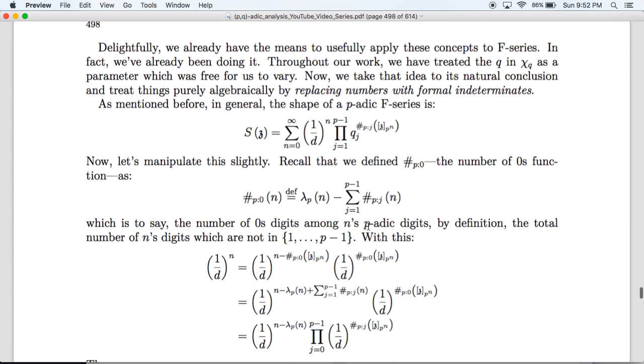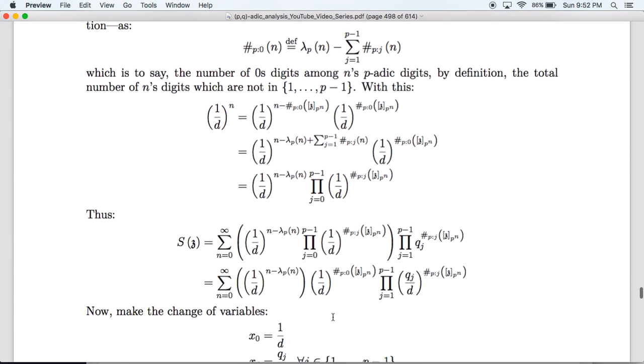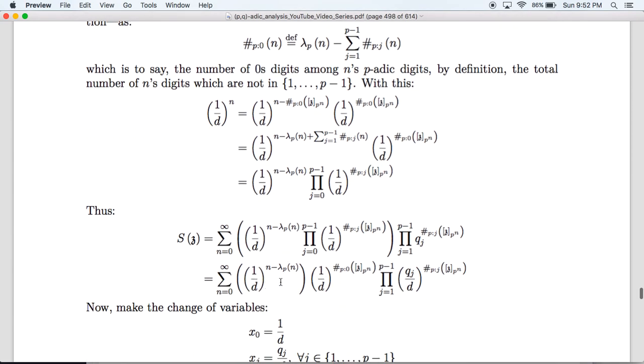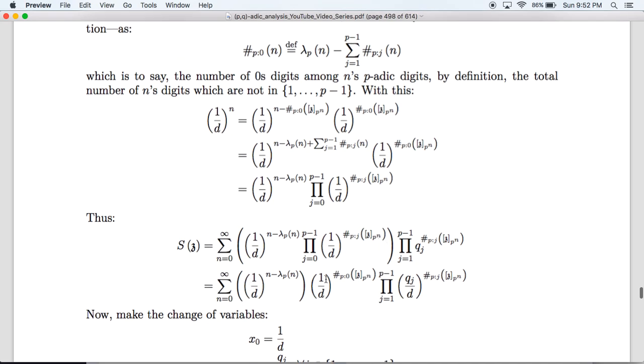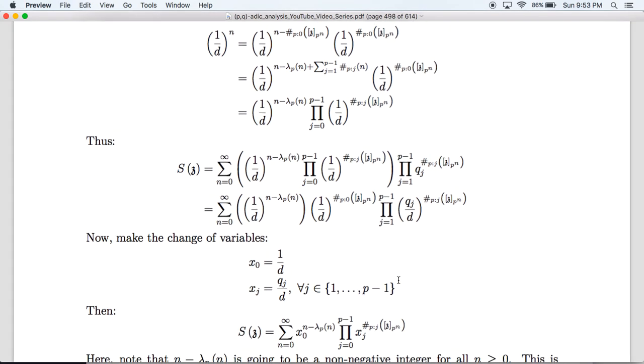So with this, we then have the identity that 1 over d to the n ends up being equal to 1 over d times n minus lambda p of n times this sum, times this product. And so when we go through all of this and distribute everything, we get the following expression. Now we perform a birational change of variables. x0 equals 1 over d, xj equals qj over d, and we get this.